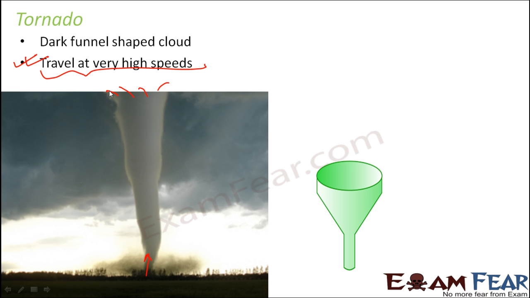And since it is moving with a very high speed, all the objects that it encounters are thrown out from the top. So this tremendous high speed causes destruction to any object it encounters, whether it is a building, whether it is a house or whatever it is. It can spoil and it can destroy that.